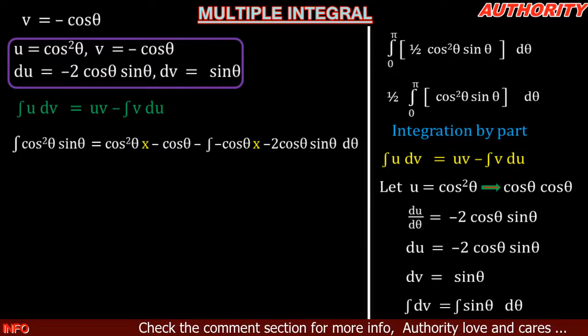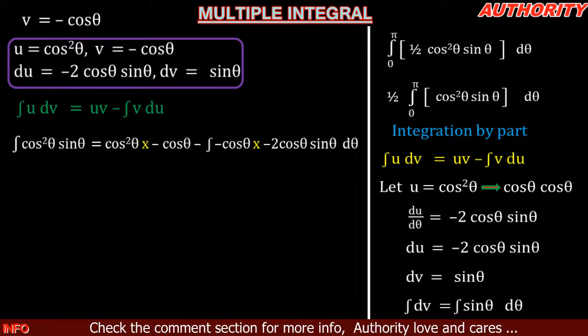Our v is minus cos theta. So you have cos squared theta times minus cos theta. Now we have minus the integral of v, which is minus cos theta, times dv, and dv is minus 2 cos theta sine theta d theta. All right, good. So in this place, we now have the integral of cos squared theta sine theta is equal to cos squared theta times minus cos theta minus the integral of minus cos theta times minus 2 cos theta sine theta. Let's simplify.